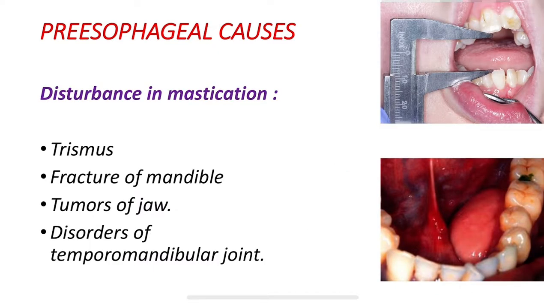Pre-esophageal causes. So, before the esophagus, that is the mouth, tongue, teeth, mastication, all the processes which occur before the esophagus come under pre-esophageal causes. Starting with the disturbance in mastication. Guys, mastication is nothing but the process of chewing the food.